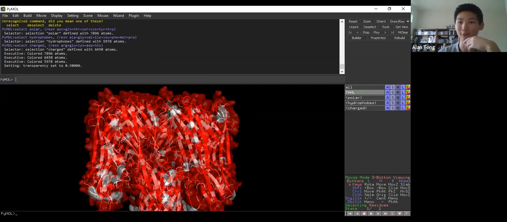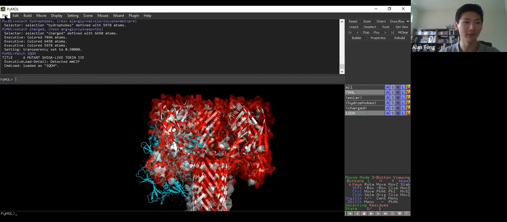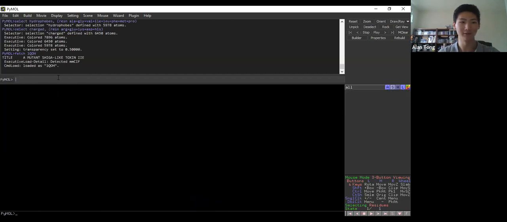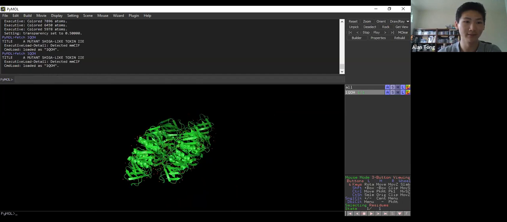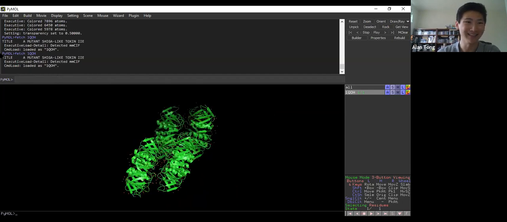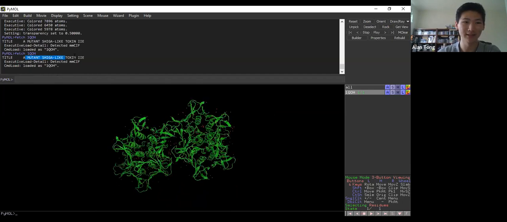Now, Leo requested something. Let's see. 1QOH. Ready? Fetch 1QOH. Oh, gosh. I forgot to reinitialize. So fetch 1QOH, and you get this thing. This is a toxin. It's a mutant Shiga-like toxin.